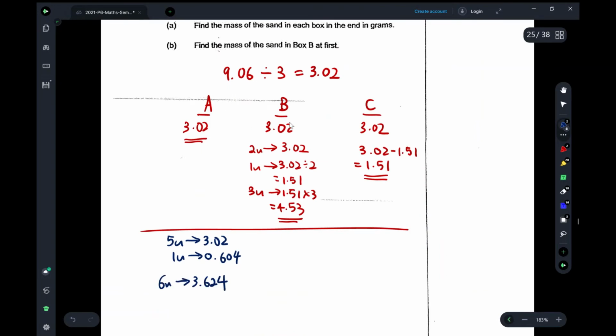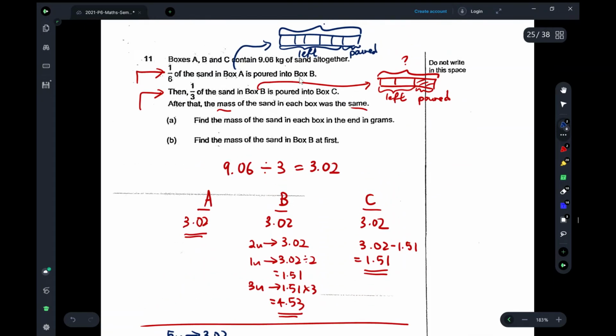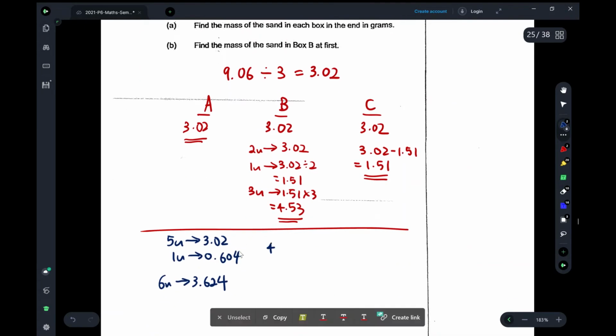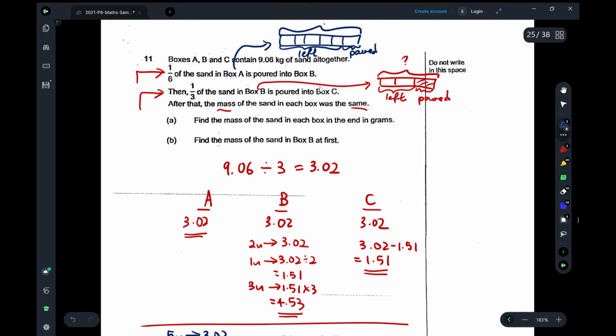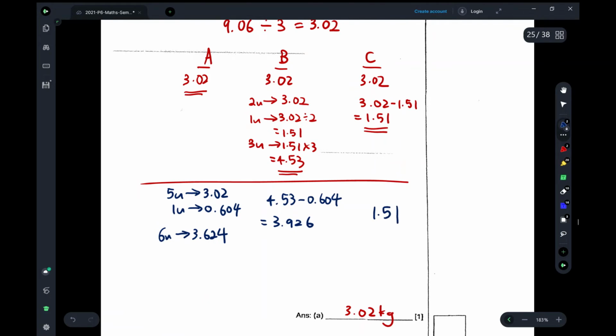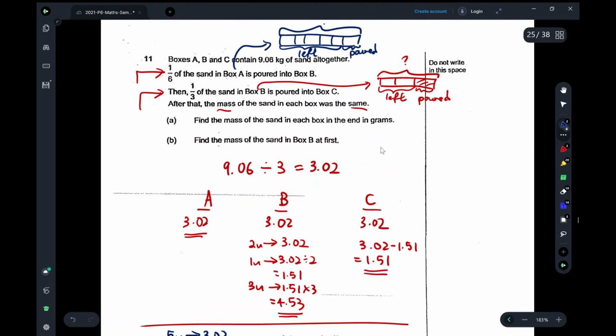Okay, so I find 6 units, 3.624. Okay, and I need to work backwards the second step, which is to remove sand from box B. Box B only had 4.53 after box A poured 1 unit over. 1 unit is this, so to find it first, I need to use 4.53 minus away this 0.624. 3.926. Okay, so the last second step has nothing to do with box A, so box A remains as this. Okay, so at first, this is the amount of sand that's in A, B, C respectively. What are they asking for? Find the mass of the sand in box B at first, which is this.